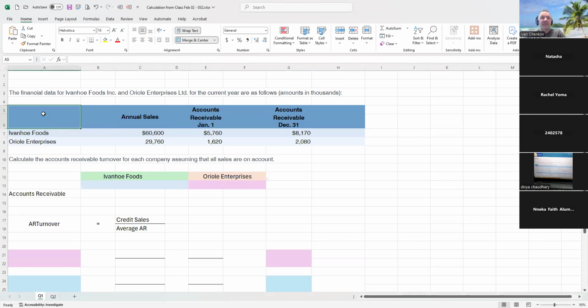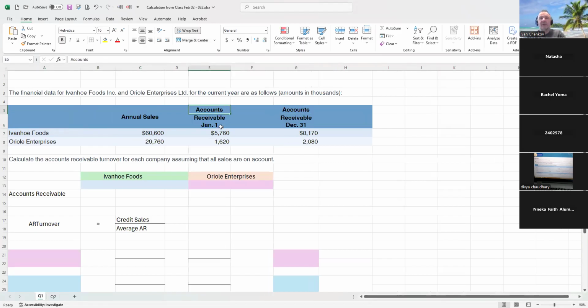Sorry. So once you see the question and you see, okay, I have the annual sales and accounts receivables. Is it possible for me to calculate inventory turnover? No. Is it possible for you to get the accounts payable? Not payable.